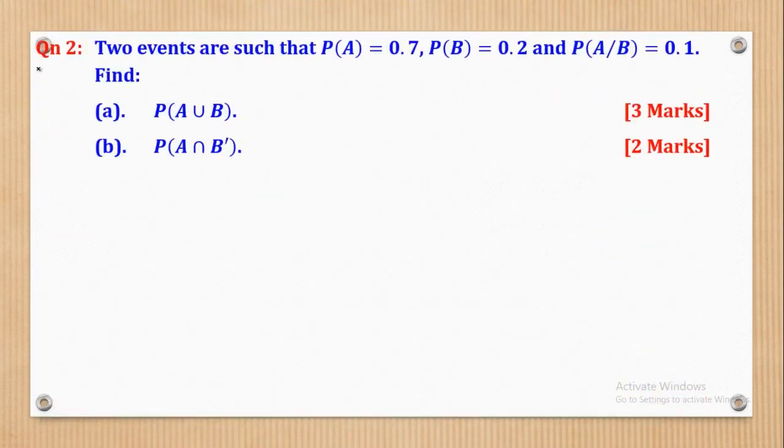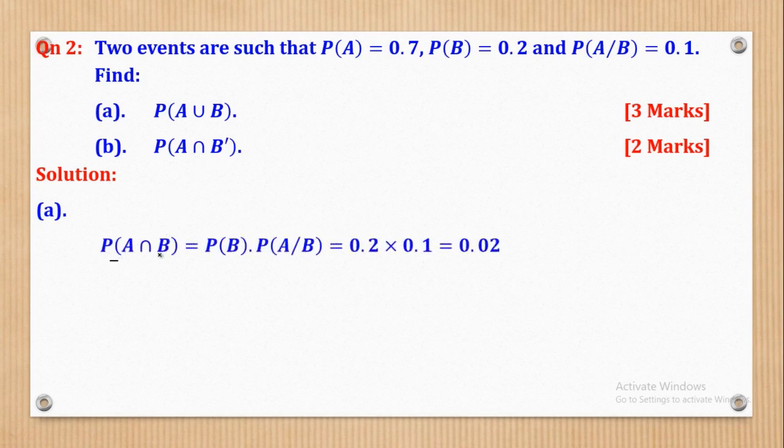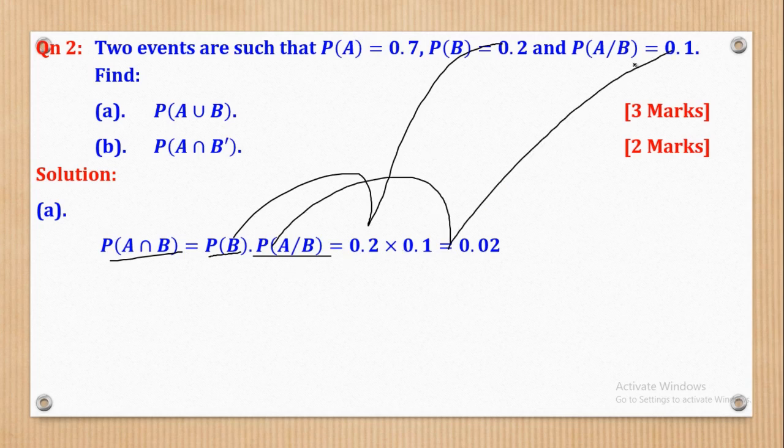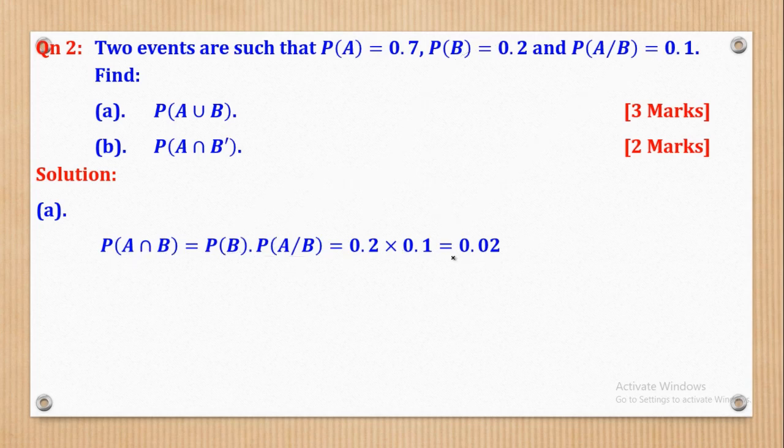Now we shall go to question 2, which says that two events are such that P(A) is that, P(B) is that, and P(A given B) is that. Find A union B and A intersection B complement. We shall know that the probability of A intersection B is equal to the probability of B multiplied by the probability of A given B. So the probability of B is this 0.2 and the probability of A given B is 0.1. So in the end we come up with 0.02.